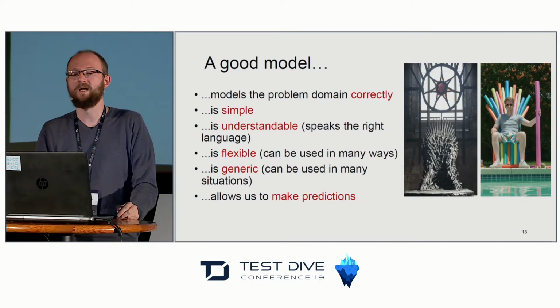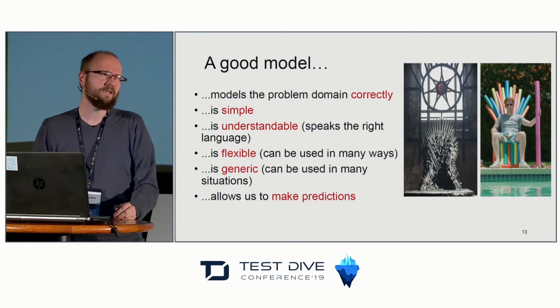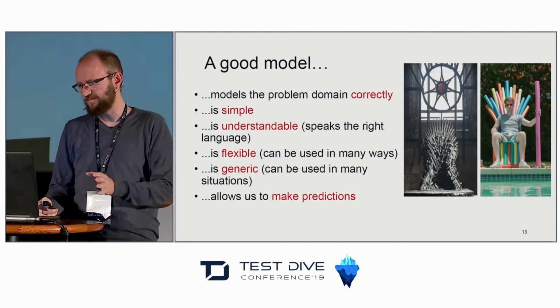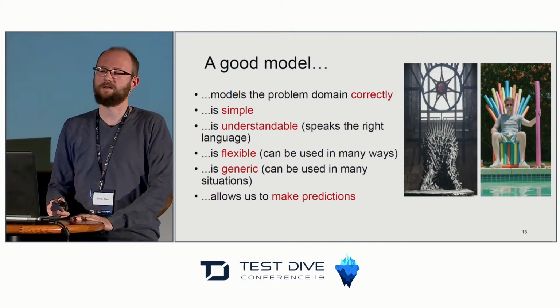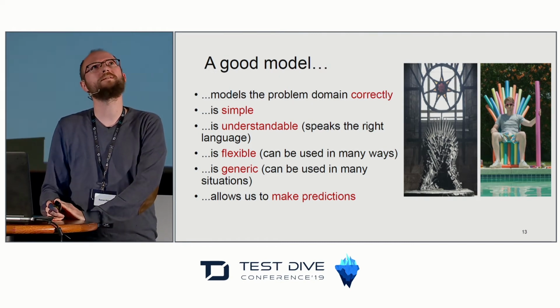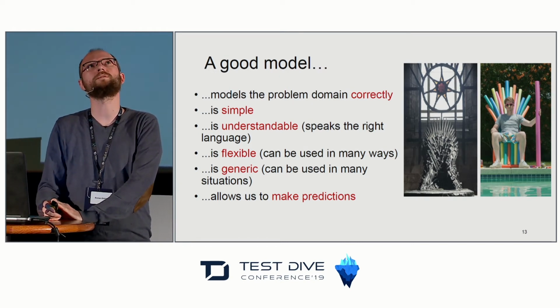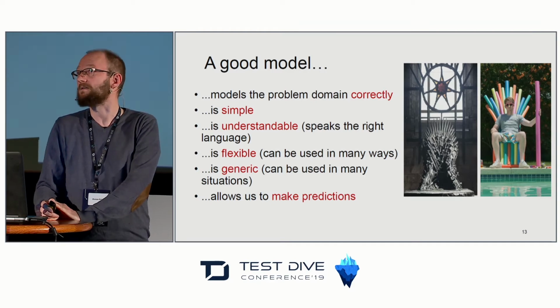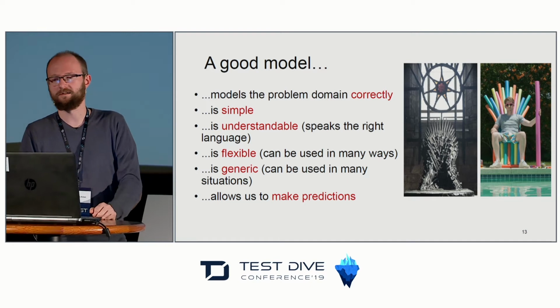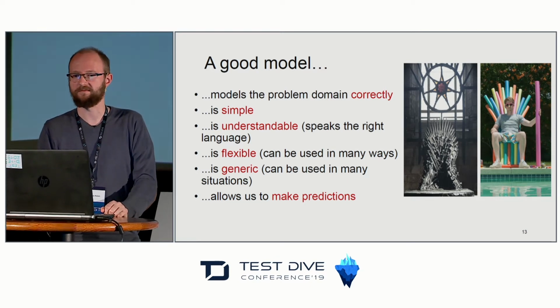It should be generic. Also, it should be able to make predictions. That's the scientific part of this, and it's maybe not so important for us. Actually, we could say that it should make predictions in a way that a good model should tell us where we should find a bug. That's this predictive characteristic of a good model.